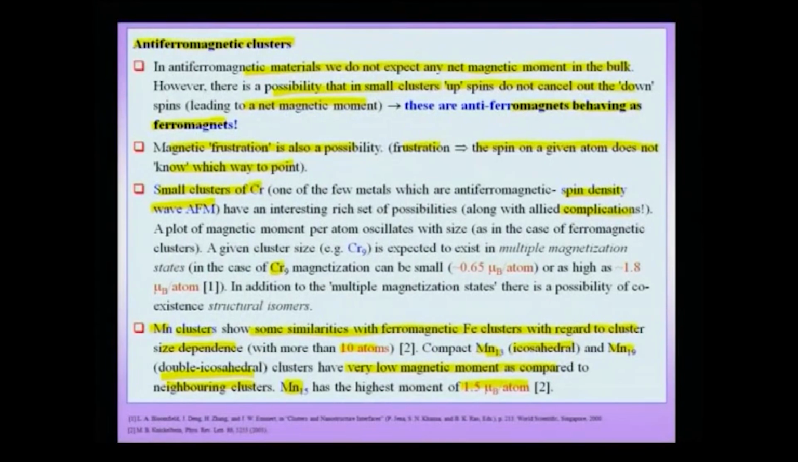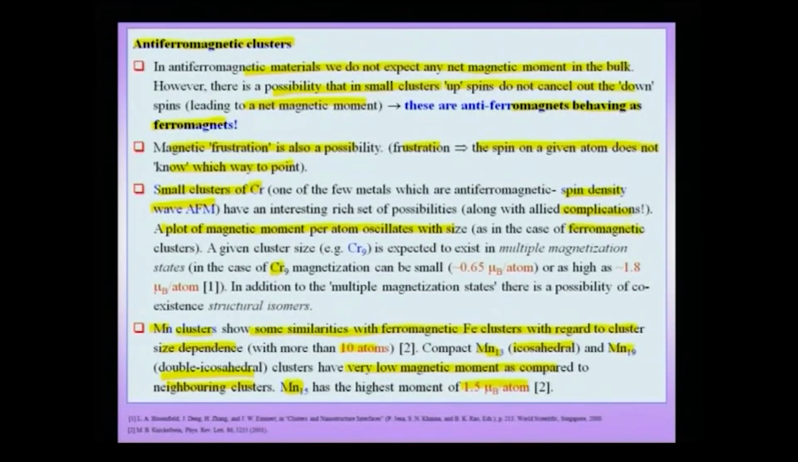And since this is a very rich system, there are a lot of complications in understanding a system like chromium. Though we said that it is an elemental antiferromagnet, this does not make it a simple antiferromagnet, though it is elemental. This is akin to the example of manganese in crystal structures: though manganese is an elemental crystal, alpha manganese and beta manganese have a very complicated crystal structure with a very large number of atoms. The plot of magnetic moments oscillates with size, like in the case of manganese or the ferromagnetic clusters.